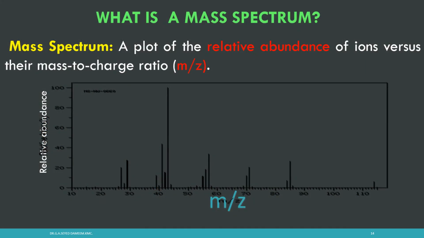Now, what is a mass spectrum? I already told you a mass spectrum is a plot of the relative abundance of ions versus the mass to charge ratio, that is, relative abundance versus m by z. That graph, the spectrograph, is called the mass spectrum.